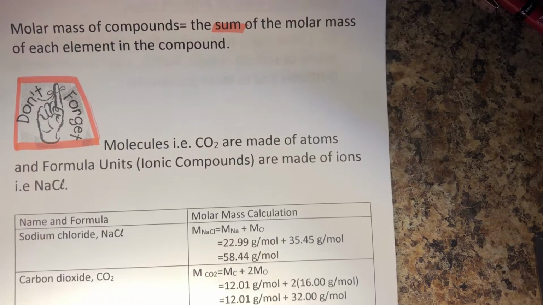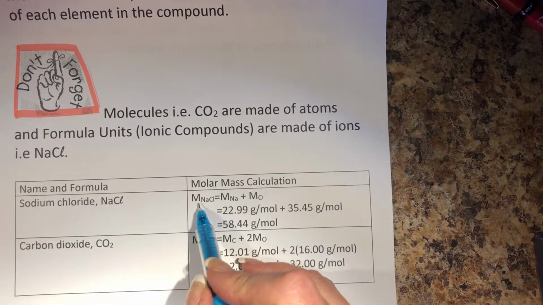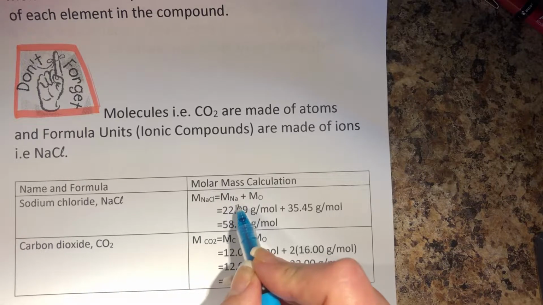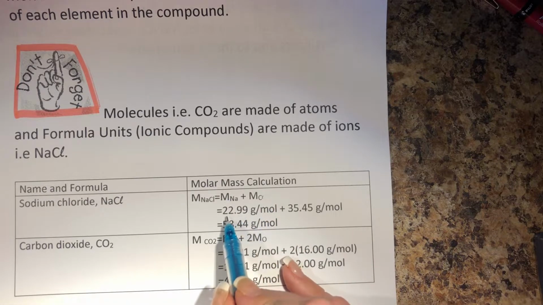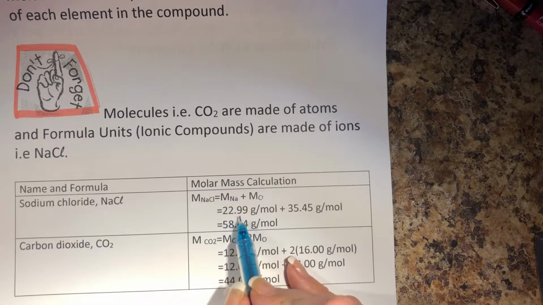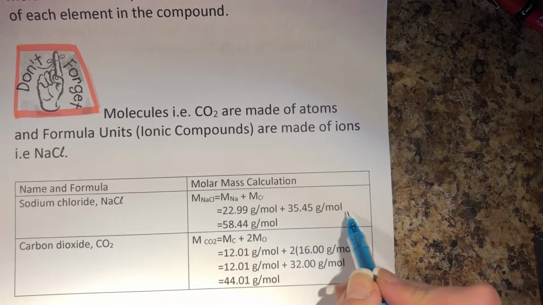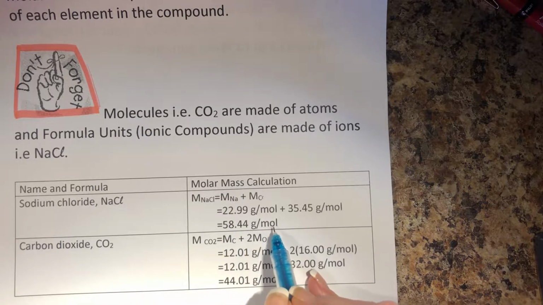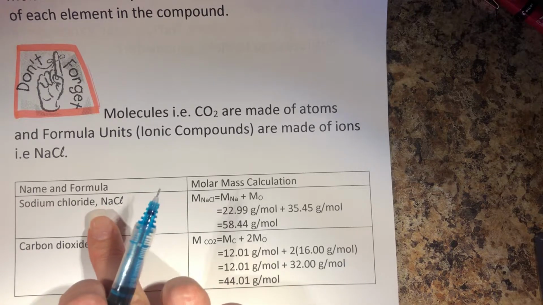So take a look at finding the molar mass of sodium chloride. To find the molar mass of sodium chloride, we take the molar mass of sodium and add it to the molar mass of chlorine from the periodic table. That would be equal to 22.99 grams per mole plus 35.45 grams per mole, and it equals 58.44 grams per mole. In this case, the ratio of sodium to chlorine is 1:1.